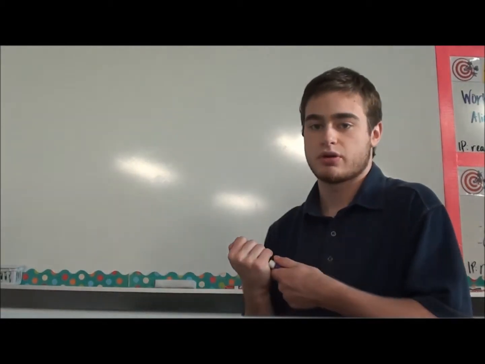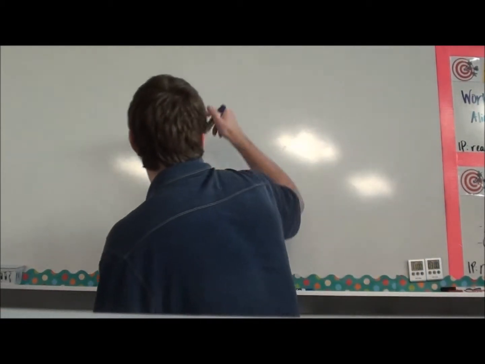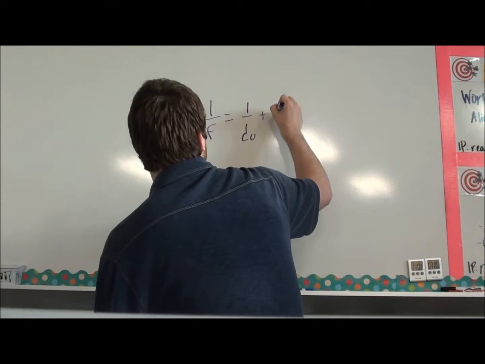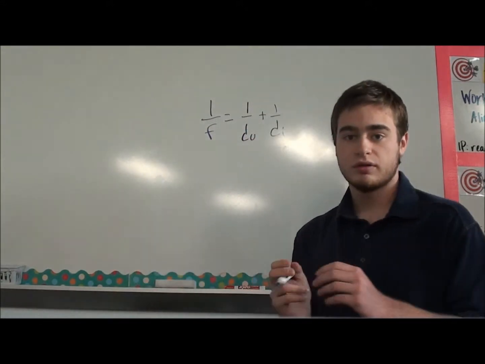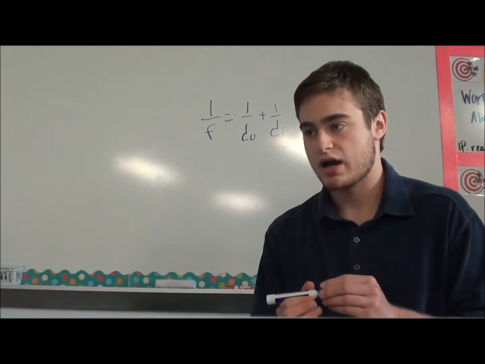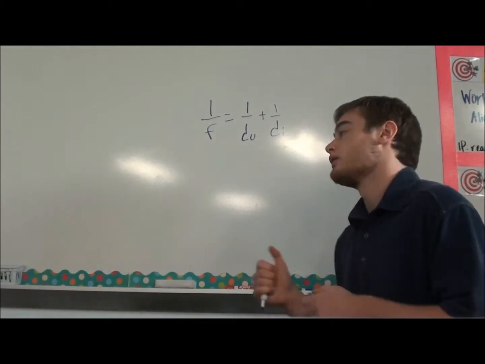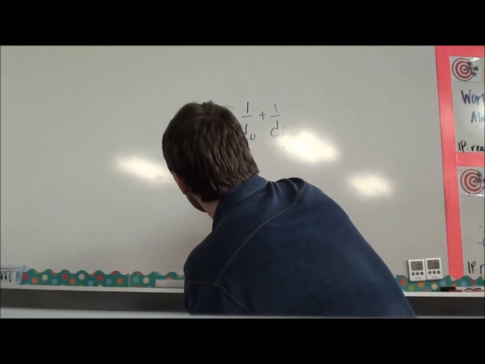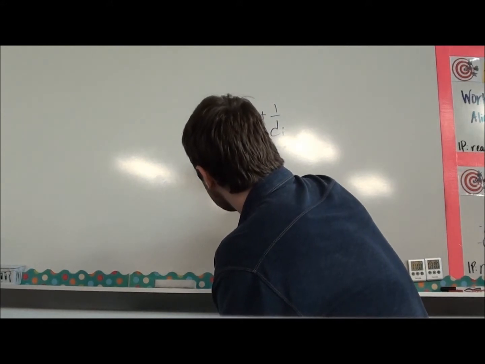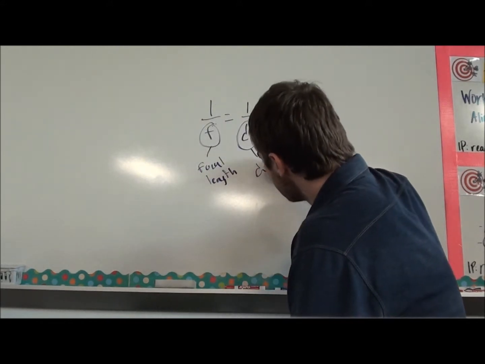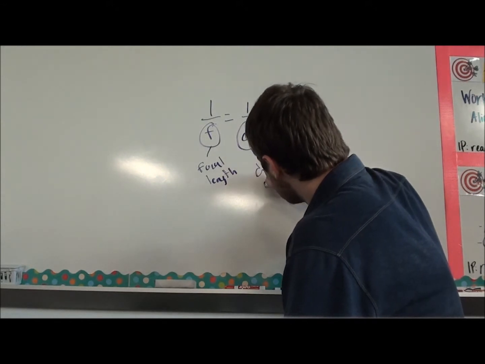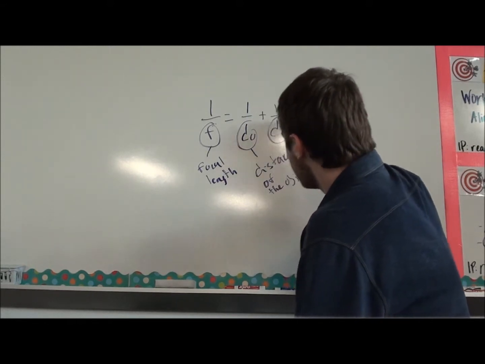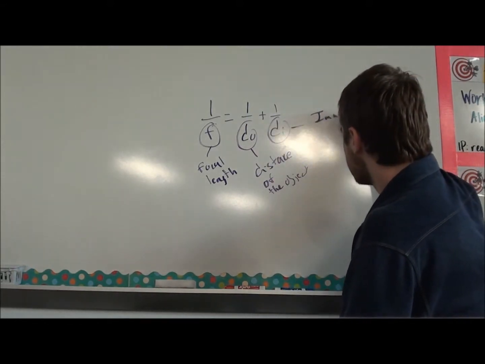The first and most important equation we will use is 1 over f is equal to 1 over di plus 1 over do. In this equation, our f is our focal length. Our do is our distance of the object from the mirror. And our di is our image distance.